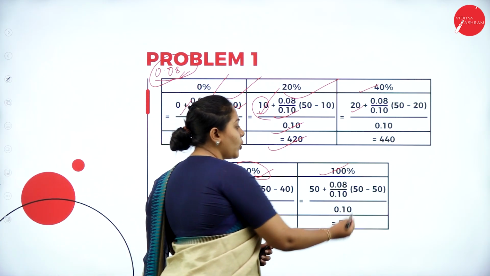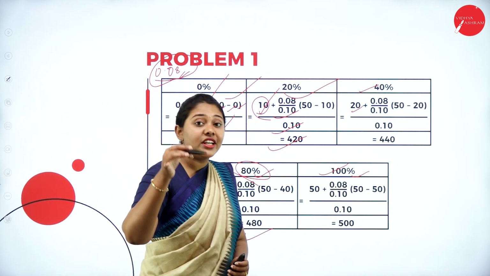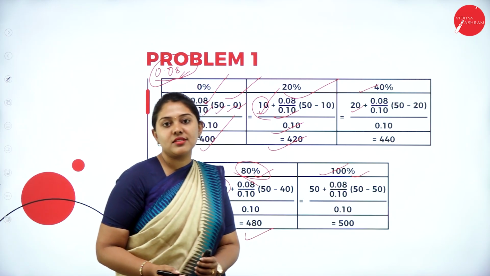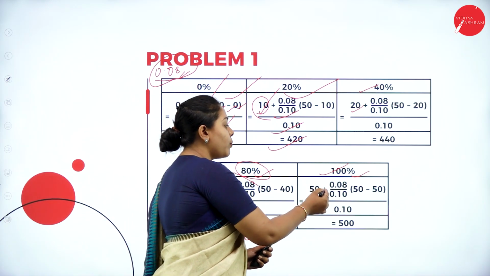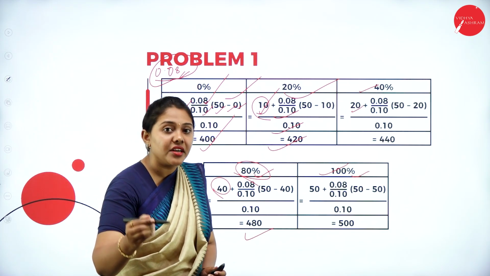Moving forward, we are doing it for 100%. 100% is the dividend payout ratio. Dividend per share is 50 rupees. So 0.08 is the return.